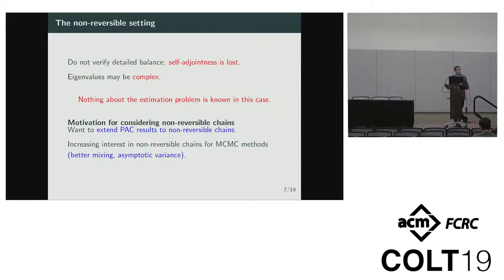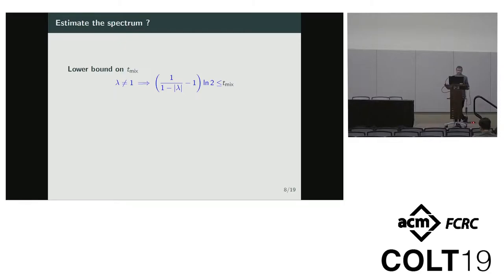Also, I heard that in the MCMC community, there is now increasing interest in non-reversible chains as they give better mixing or better long-term guarantees on the variance. So how would you go about finding an estimation technique for mixing time? The first thing you can think of is, okay, let's try to estimate the eigenvalues nonetheless. And if you do this, you can still lower bound the mixing time by the complex norm of those eigenvalues.